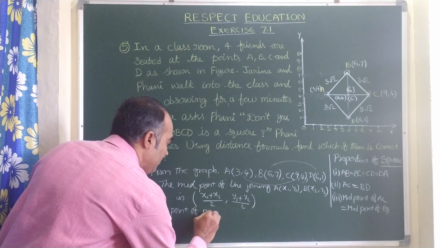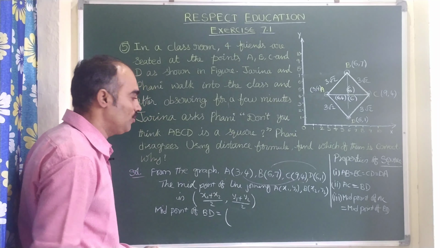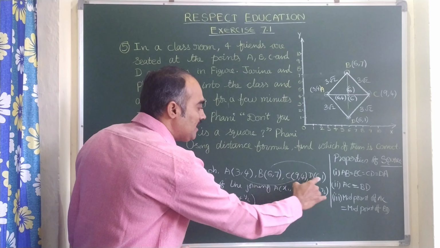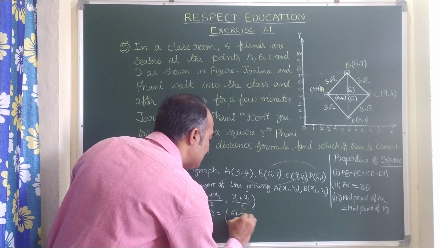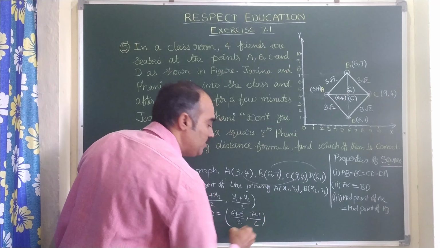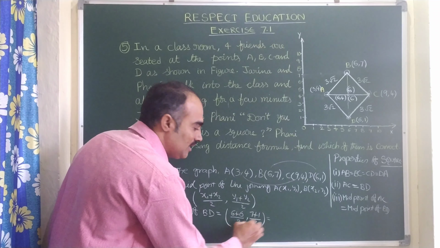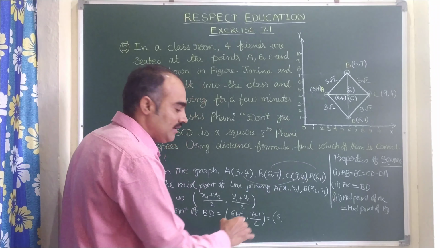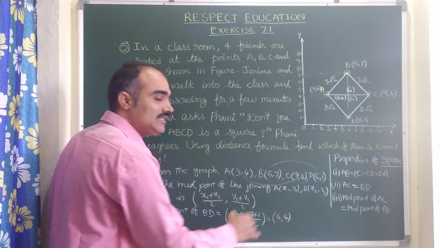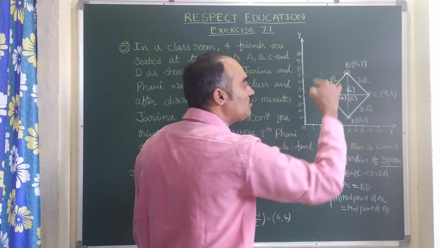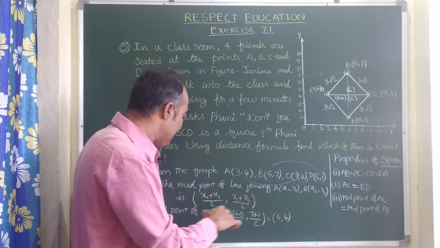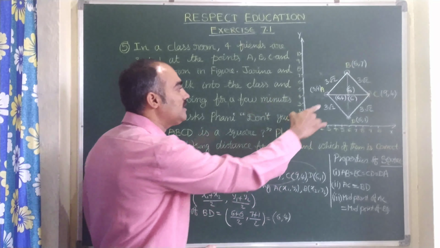So midpoint of BD. Here I am going to take the x coordinate of B and the x coordinate of D: 6 plus 6 by 2, comma, 7 plus 1 by 2. 6 plus 6 is 12, 12 by 2 is 6. 7 plus 1 is 8, 8 by 2 is 4. Here you see the midpoint of BD is 6 comma 4. Just now we got the midpoint of AC as 6 comma 4, and here we got the midpoint of BD is also 6 comma 4.